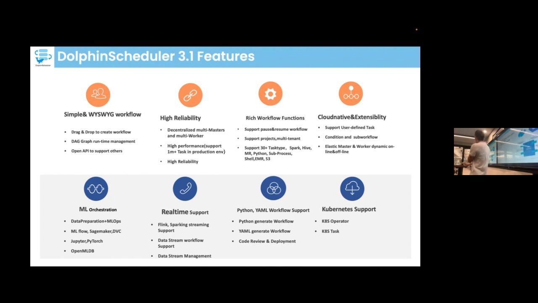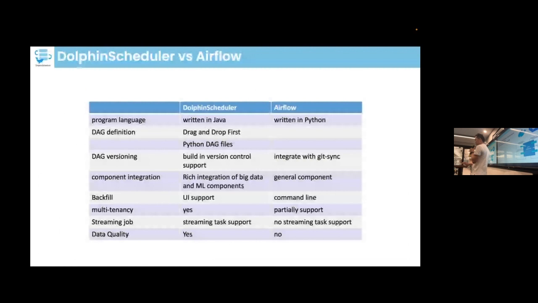And also, DolphinScheduler is cloud native and extensible. It supports Docker and Kubernetes. It supports Kubernetes tasks, and also, if you use Java, you can use the SPI to define your own task type.